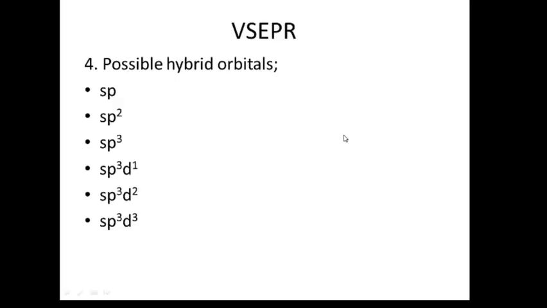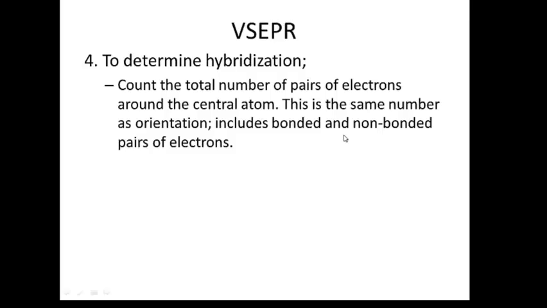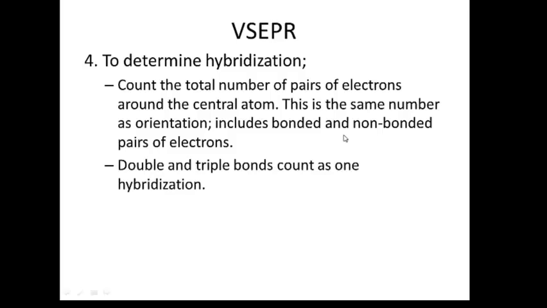These should look very familiar to you. We're going to keep hybridization really simple. We're only doing section 1 of chapter 9. If we can count, we can do hybridization. To determine hybridization, and we'll discuss this in class at much greater length, you're going to count the total number of pairs of electrons around the central atom. This is the same number as orientation: total pairs around the central atom, including bonded and non-bonded pairs of electrons. And again, double and triple bonds count as one.